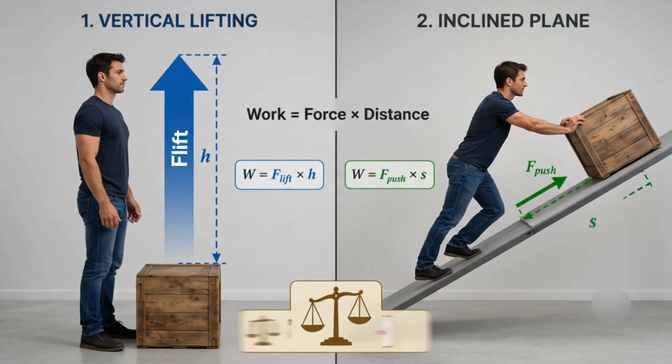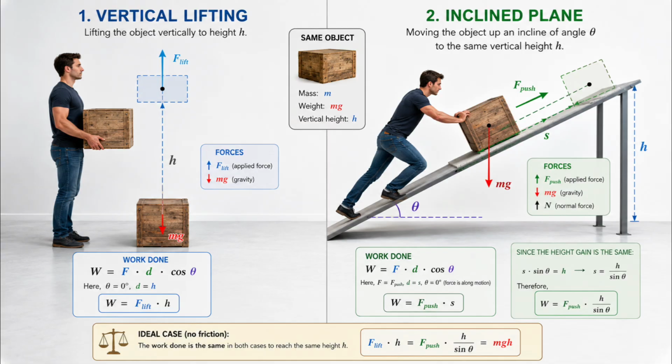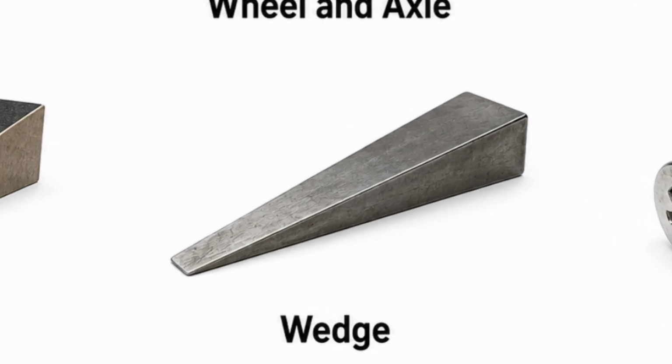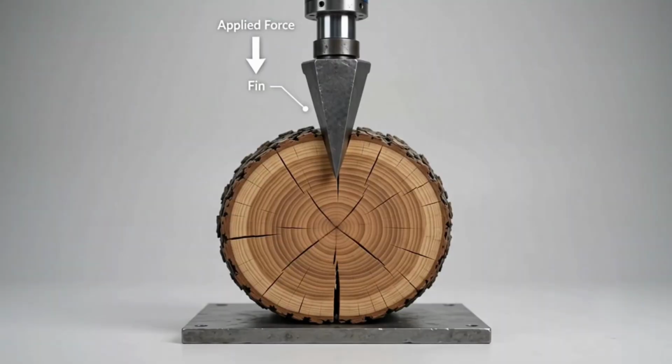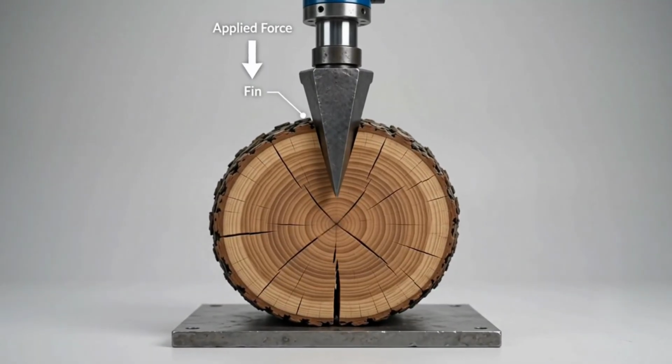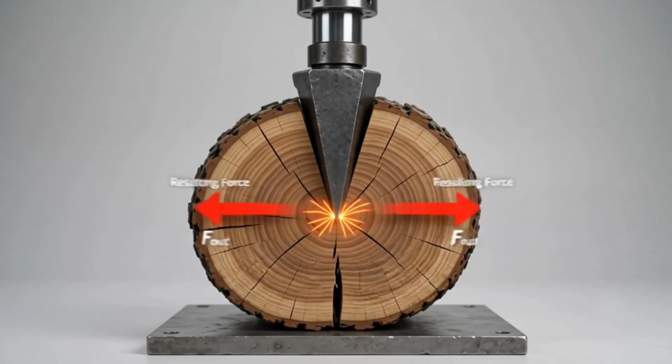Its ideal mechanical advantage is MA equals length of slope over height of slope. As the slope becomes longer relative to its height, the required force decreases. Inclined planes are widely used in ramps, roads, and loading systems because they allow heavy objects to be moved upward with greater efficiency. Wedge. A wedge is essentially a moving inclined plane designed to separate materials.